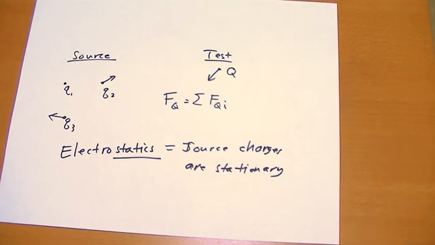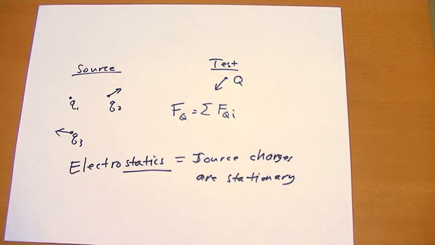And so in electrostatics, all the source charges are not moving. And so the forces we consider only have to do with the position of those charges. They haven't been moving since the beginning of time. They'll never move till the end of time. And so we don't even have to think about how long it takes for the messages from the source charge to reach the test charge. It dramatically simplifies everything we're going to do.